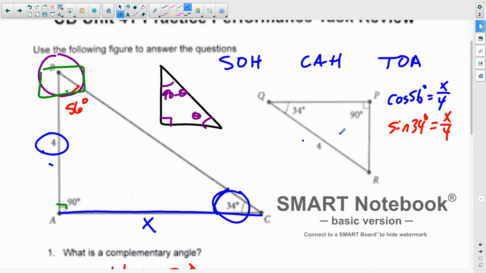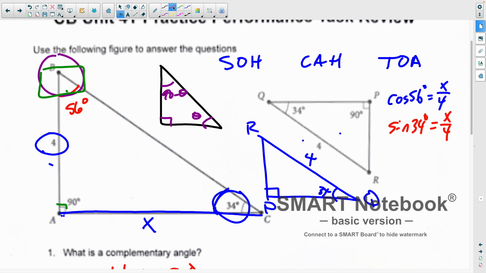So if I were to redraw this, I'm going to redraw this so that I have the 90 down in the corner like this one is. So that's P. All right? And I'm going to have the 34 down here. 34 is Q, so Q would be there. So that's 34, and that makes R up here. And then my hypotenuse is 4 on that one. Everybody okay with that? Now I can kind of see what I have.